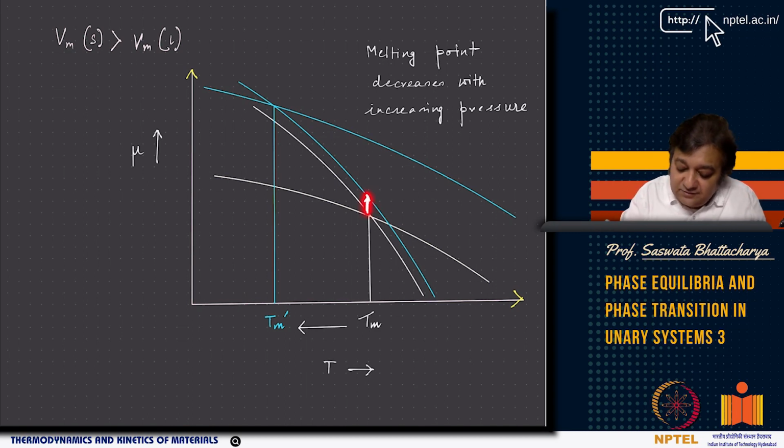Now if you look at the intersection, the original intersection was here, now the intersection has shifted here. So the original intersection was at this temperature, now it has shifted to this temperature when there is an increase in pressure. So if the molar volume of the solid is greater than that of the liquid, then the melting point is depressed, or melting point decreases with increasing pressure. If I apply more pressure, the melting point will decrease.